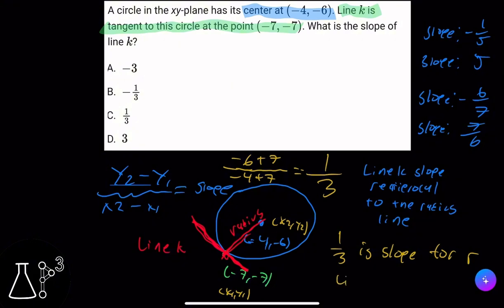So line K, therefore, has a slope of -3, because -3 and +1/3 are reciprocal, leading to perpendicular lines. Therefore, my answer to the slope of line K is A.